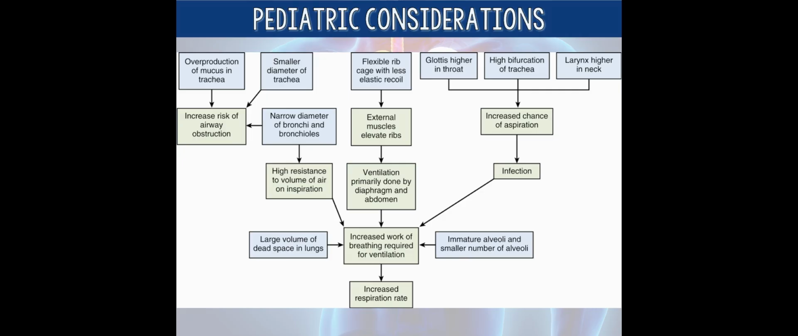Same with pediatric considerations. Their airways are a little bit different in structure, and they have all these other things that are different from us. For instance, they have an overproduction of mucus in the trachea, so it increases their risk for airway obstruction. They have narrower diameters in their bronchi and bronchioles, so they have high resistance to the volume of air when they breathe it in. So those are just examples of geriatric and pediatric considerations. I want you to read through that and picture it. Picture how that creates high resistance. What does that mean when we say that?